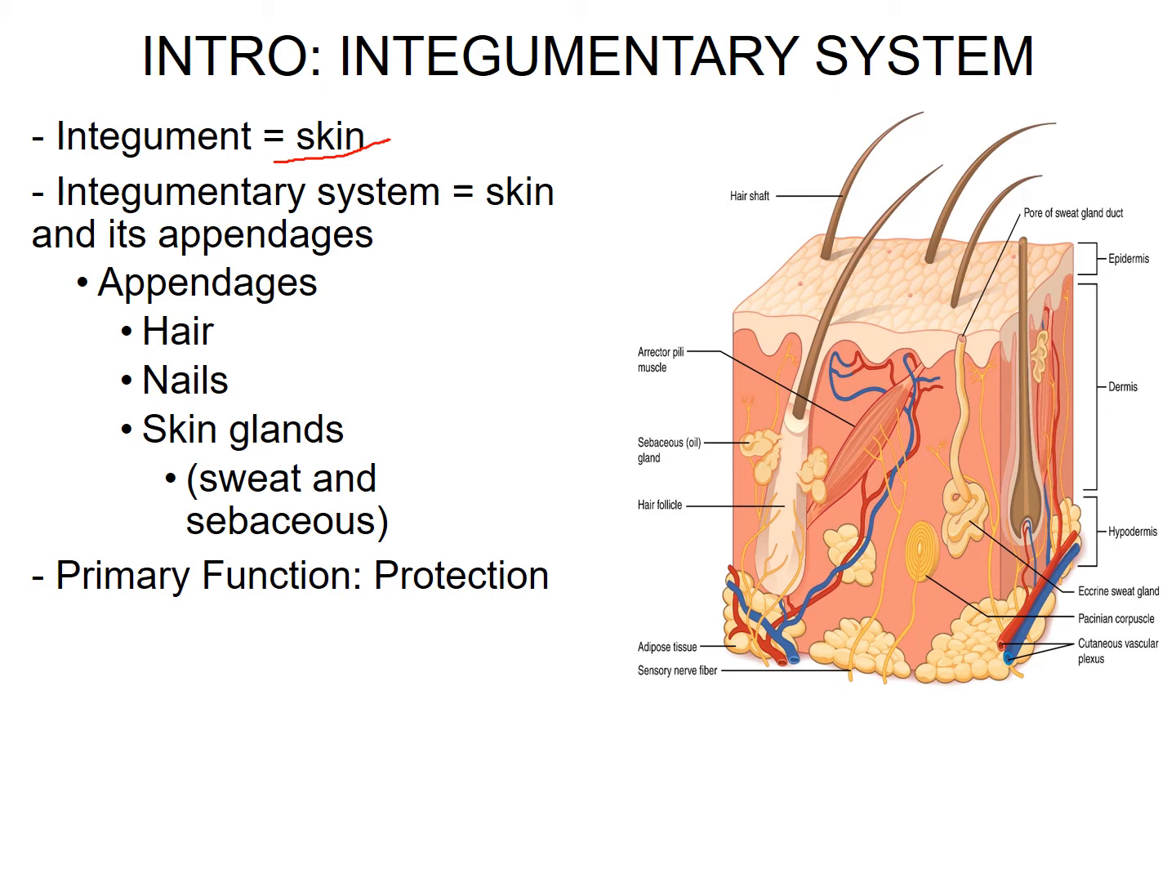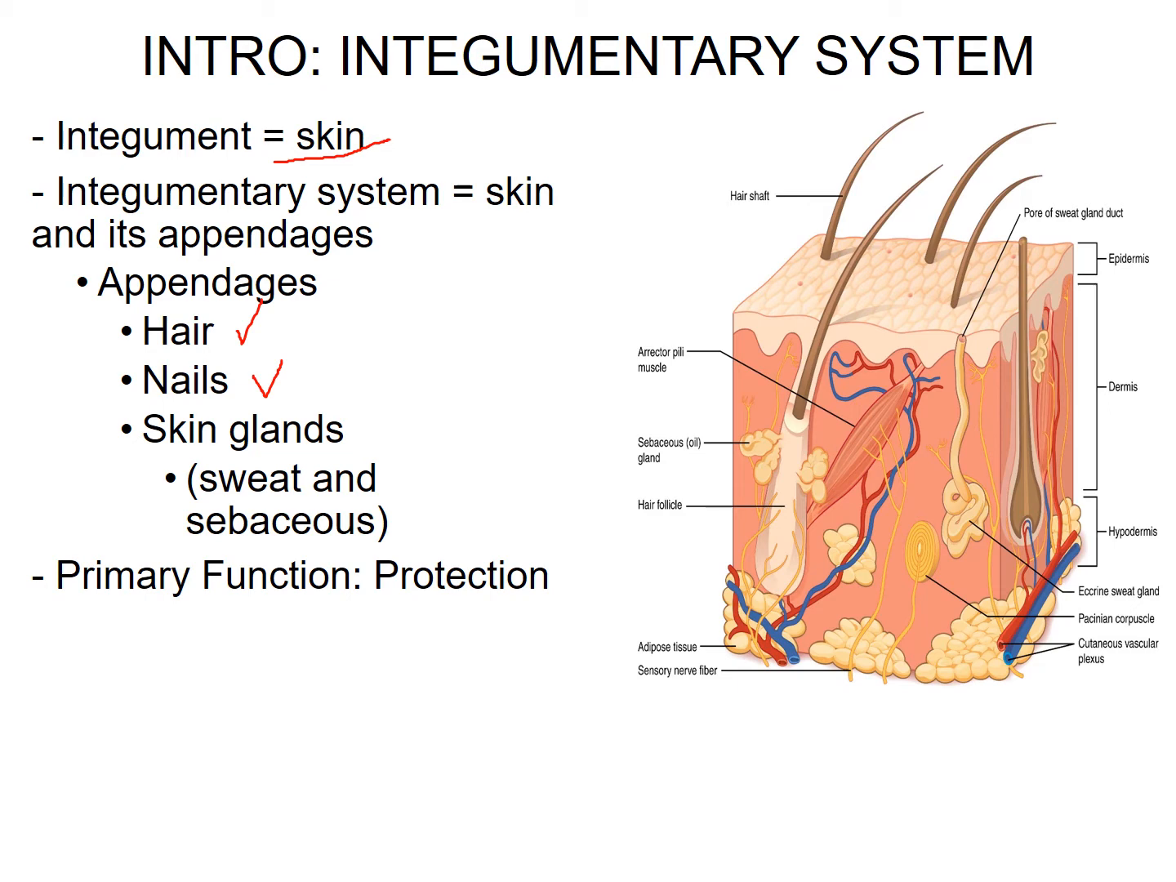The integumentary system, the entire organ system, is the skin and all the things that attach to the skin or grow out of the skin, such as your hair, your nails, and then several different glands we're going to talk about. We're going to talk about sweat glands and oil glands and earwax glands and all sorts of different glands.